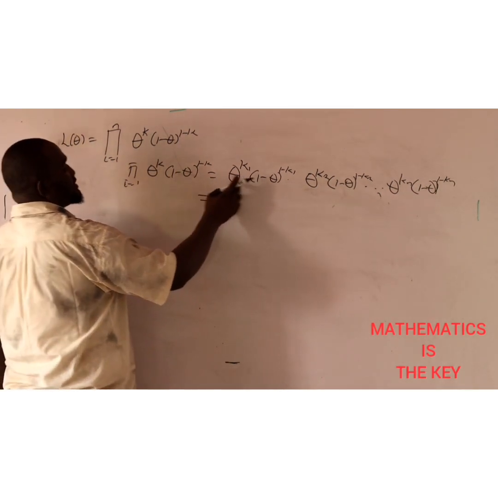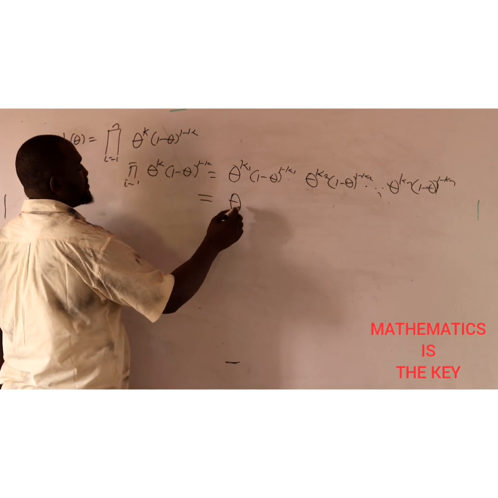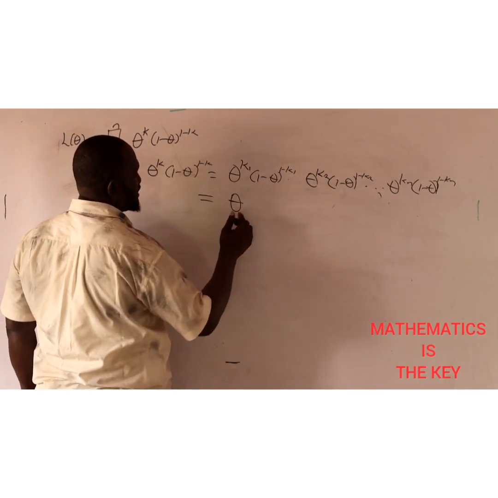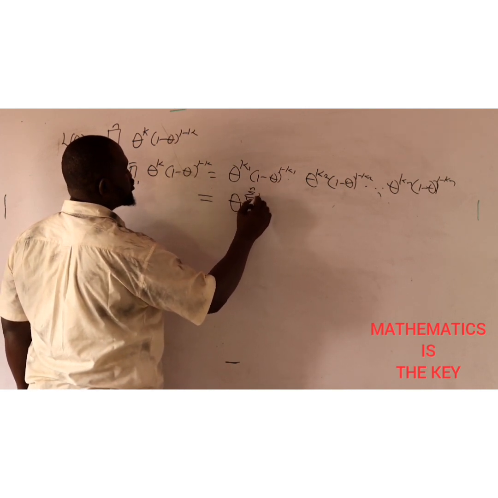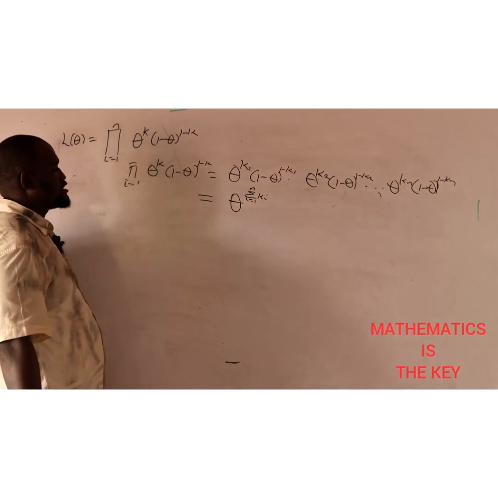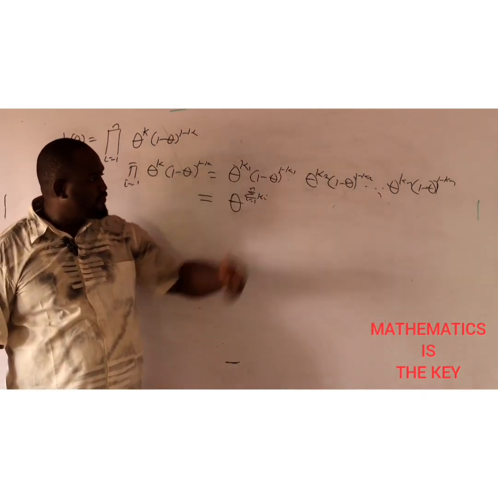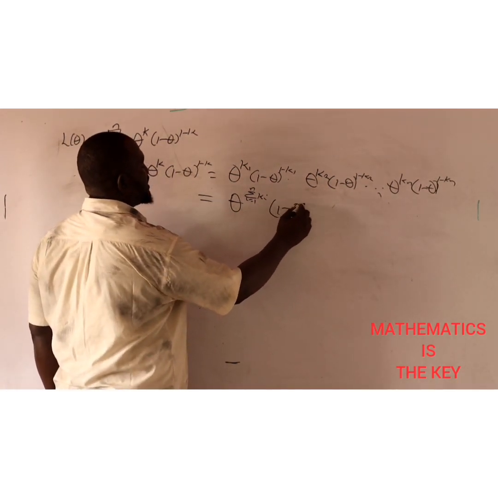So, considering theta, we have them here with the same base, which is theta. By the laws of indices, you add the powers: k1 plus k2 plus up to kn is the summation from i equals 1 to n of ki. Similarly, we have 1 minus theta here and everywhere, so they serve as the base. We have 1 minus theta.